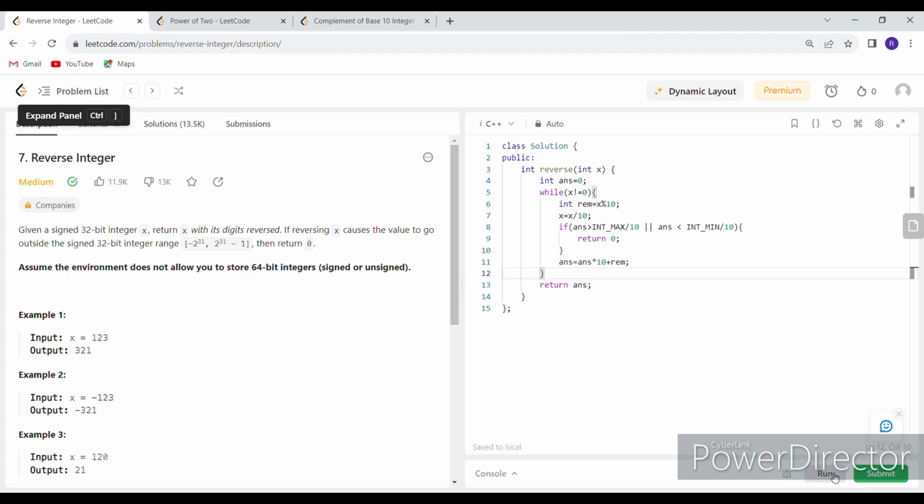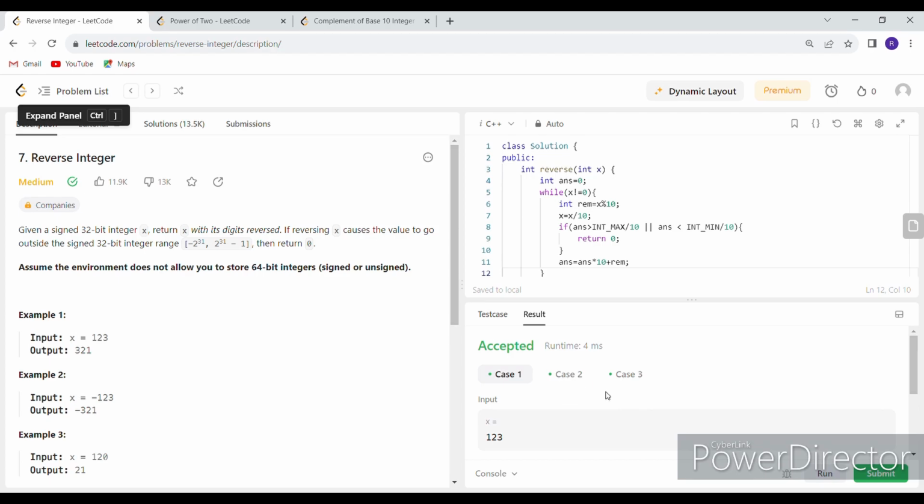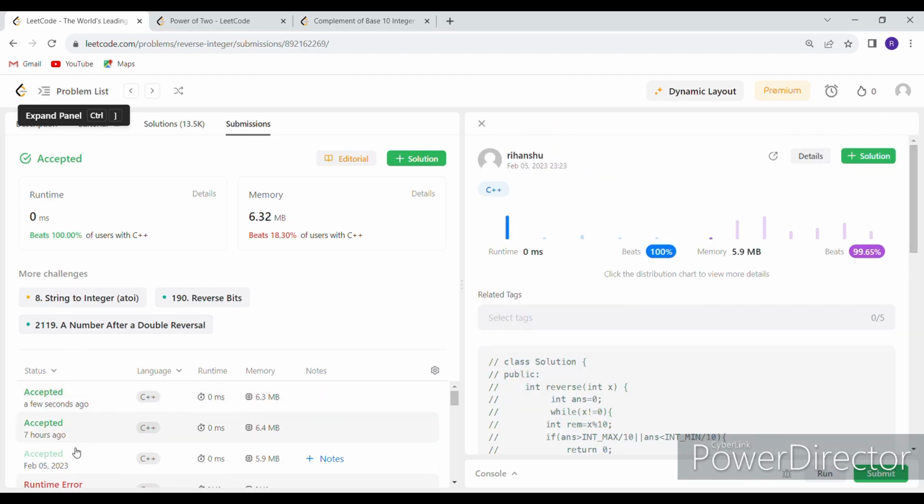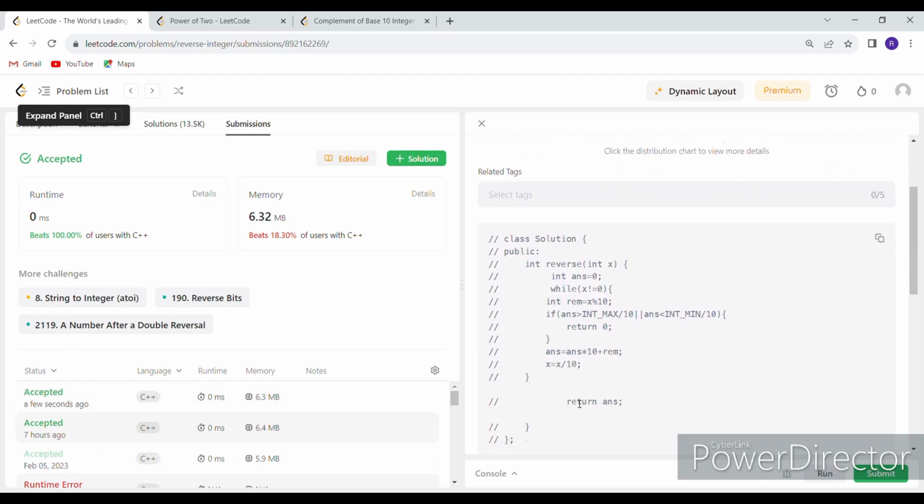Let's run this code. Okay, all our test cases are passed. Now let's submit it. We are getting the right solution over here. All our test cases are passed and we are getting the correct solution.